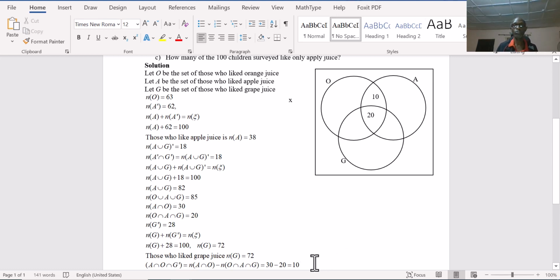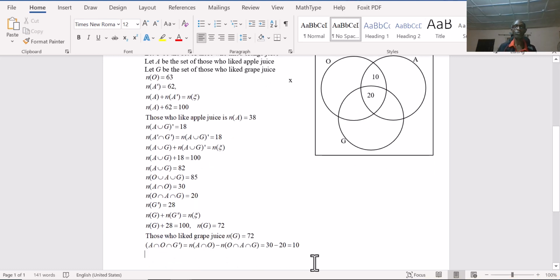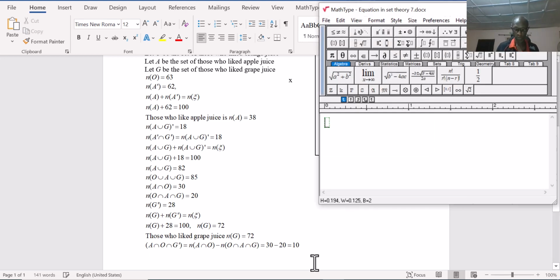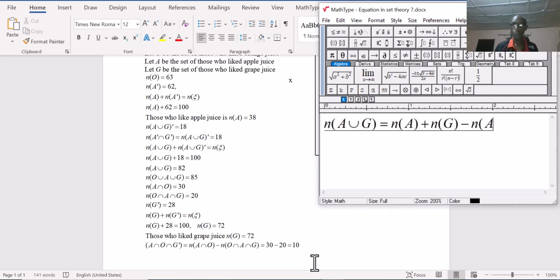There's a law in algebra of sets that says, let's imagine we are considering the circle of A and G. So I'm going to do something like this. We have A union G. We've been able to find A union G, and we found it to be 82. So n(A union G) equals n(A) plus n(G) minus n(A intersection G). So we have this information.